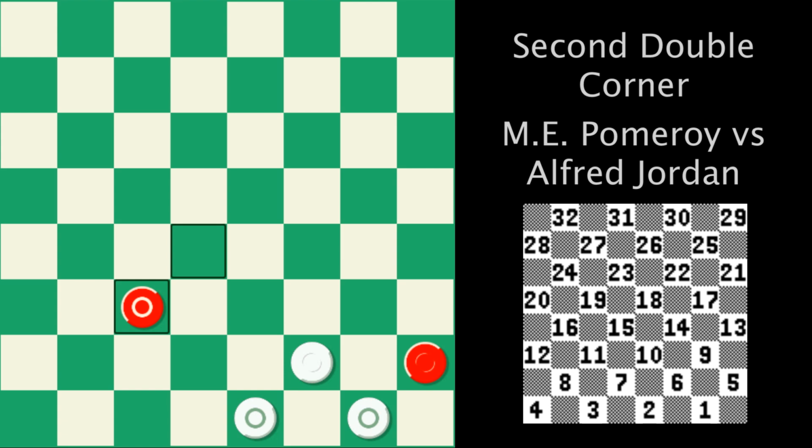And that's exactly what it does. Red takes, and then only one move left on the board, and Red wins the game.